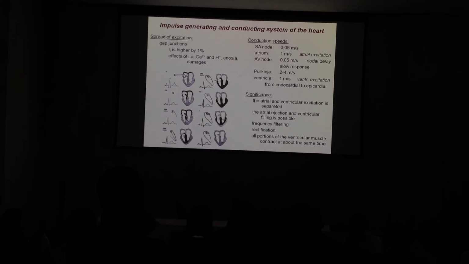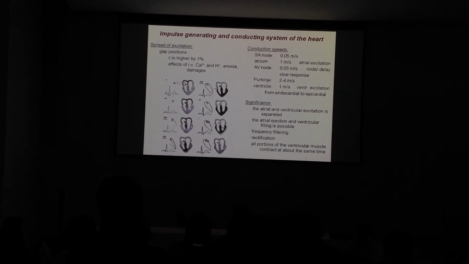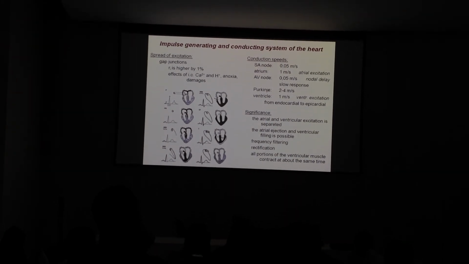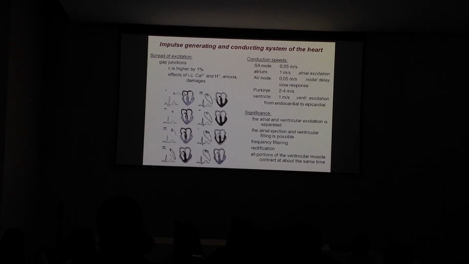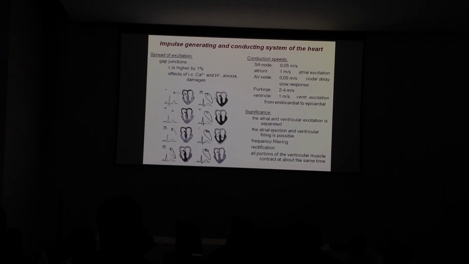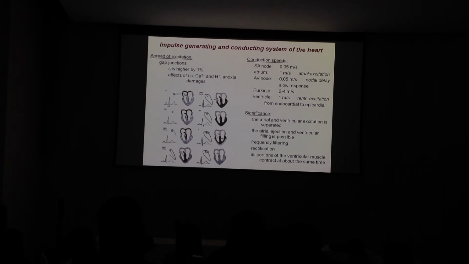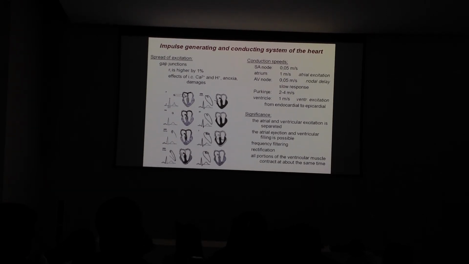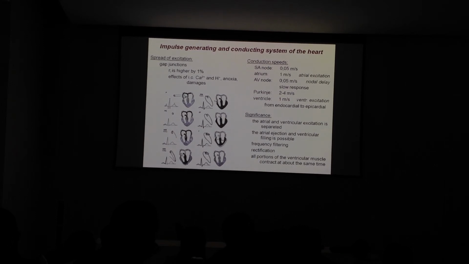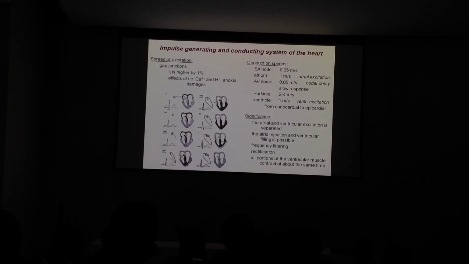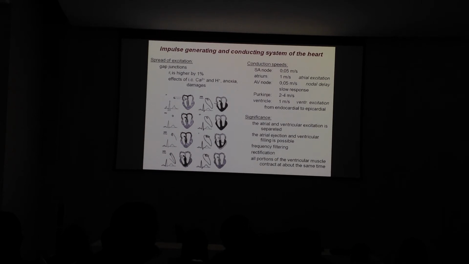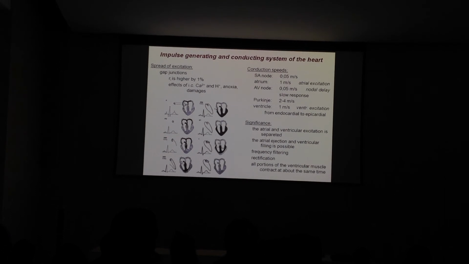But in many cases, it doesn't cause the death of the patient because the AV node, as a secondary, subordinated pacemaker, starts to evoke action potentials at its own rate, 40 per minute, and can maintain the pumping activity of the heart. It's very important.